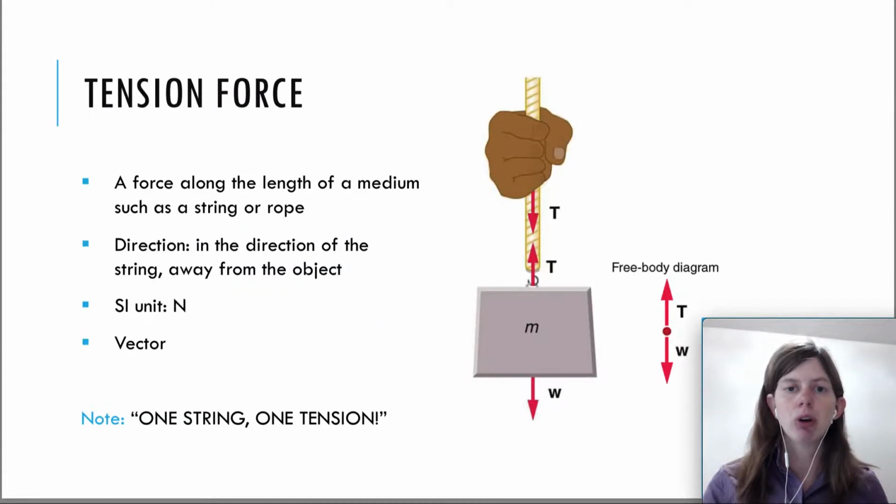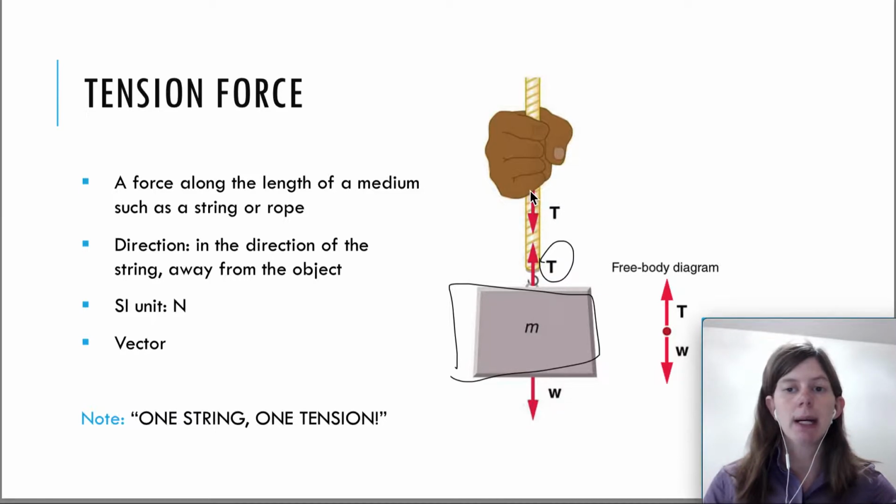In order to be able to draw more free body diagrams, which will help us solve Newton's second law problems, we need to talk about a few more forces. The first one is a tension force. I've defined this one as a force along the length of a medium such as a string or rope. So if there's a rope or something that's attached to an object, then there's going to be a tension in that rope. The direction of this force is always in the direction of the string away from the object. So if you're looking at the mass here, then the tension in the rope would be away from the object. But if you look at the hand, you can also think as if the mass is pulling down on the hand, so there is a tension away from the hand as well.